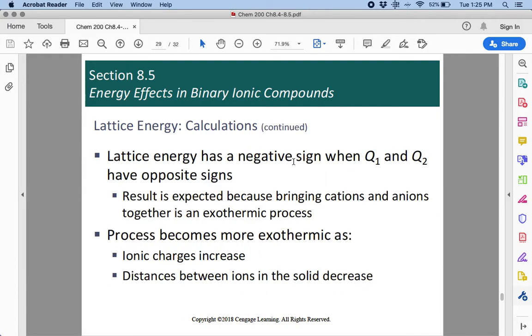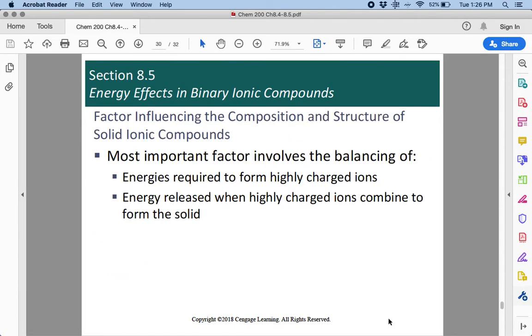So lattice energy will have a negative sign. It'll be exothermic when the charges have opposite signs. This makes sense. This would be my cation, this would be my anion, a positive charge and a negative charge. That's what wants to form an ionic compound. So it will have a negative sign, so it would be exothermic. Processes become more exothermic as the ion charges increase and the distance between the ions in the solid decreases. So the smaller the ions are and the higher the charge they have, the greater the exothermic energy will be.